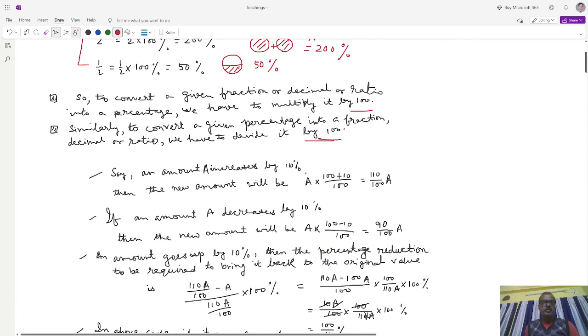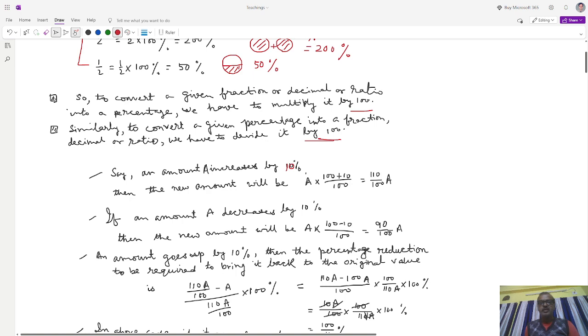Say an amount A increases by 10%. Then what will be the new amount? The new amount will be A into 100 plus 10 by 100, which equals 110 by 100 into A. Okay.